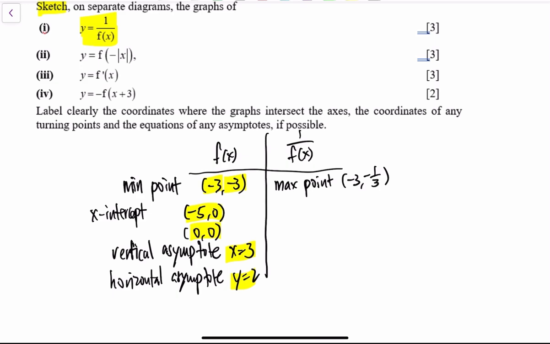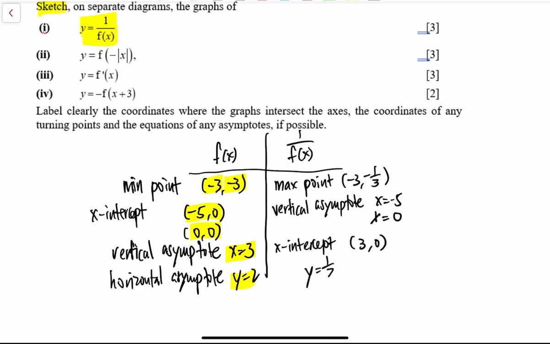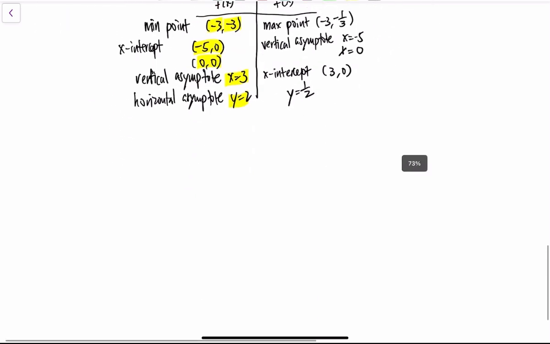What about the x-intercepts? The x-intercepts will now turn into vertical asymptotes, x equals -5 and x equals 0. Whereas my vertical asymptote will now become an x-intercept. And my horizontal asymptote will stay as a horizontal asymptote, but now the value is y equals 1/2. So these are the critical features of the graph.